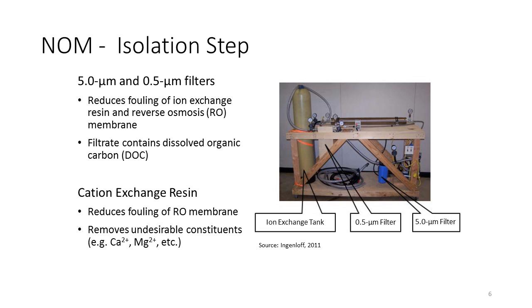So first off, I'm going to delve a little deeper into each of these steps. So the first step, the isolation step, like I said, starts off with filtration. And what we have are two filters in series, a 5-micron filter and a 0.5 micron filter. And this basically removes all your total suspended solids, thereby resulting in just a dissolved organic carbon solution. This reduces the fouling of your ion exchange resin as well as your reverse osmosis membrane.